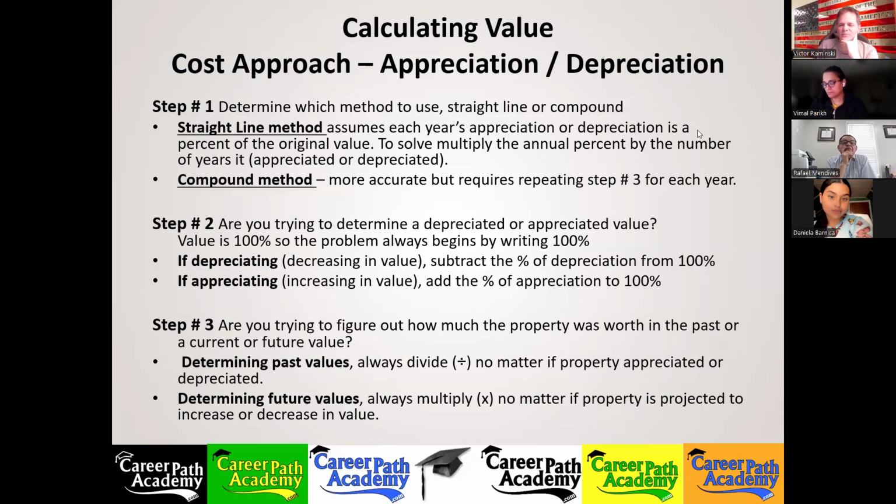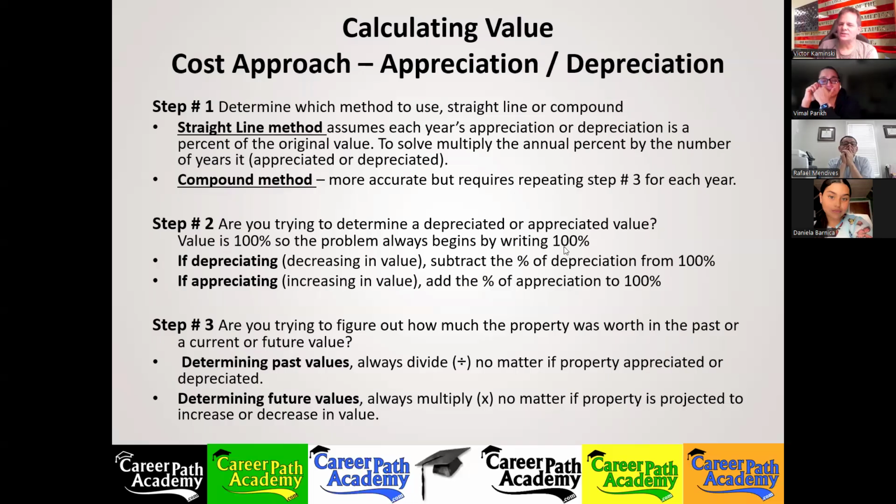So they've got to first determine, are they using the straight line method or the compound method? The straight line method assumes each year's rate of depreciation is a percentage of the original value. So to solve, you multiply the annual percent by the number of years it either appreciated or depreciated. Now, the compound method is more accurate. You calculate the rate of depreciation for each year, doing a separate math problem once for each year. You'll see what I'm talking about when we actually do the math problem.